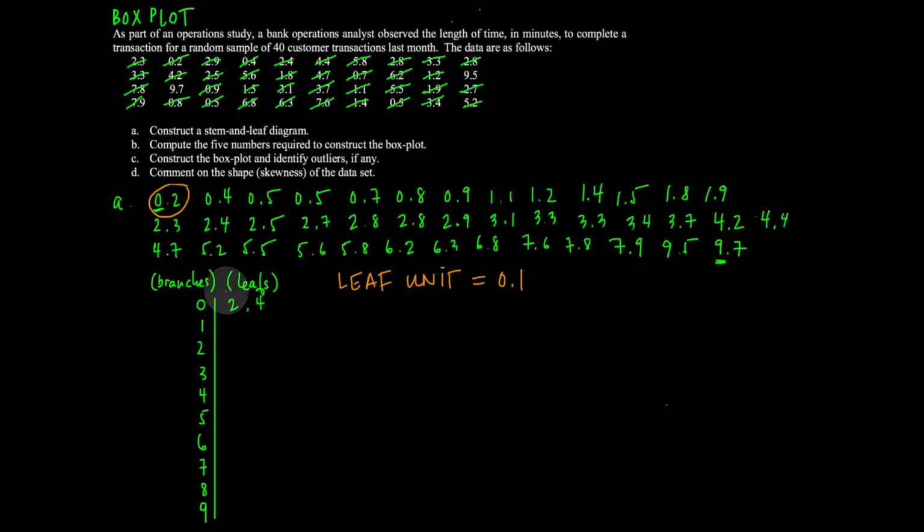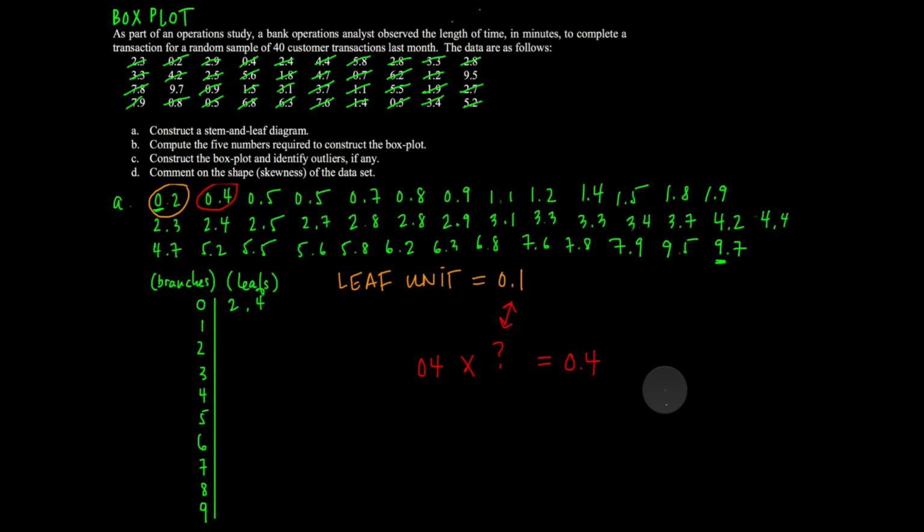If we extract the number from the stem and leaf as is, so we get 0.4, right? But we know that the actual value is 0.4. So you have to ask yourself, by what do I have to multiply this to get my actual data point? And that is your leaf unit, okay?